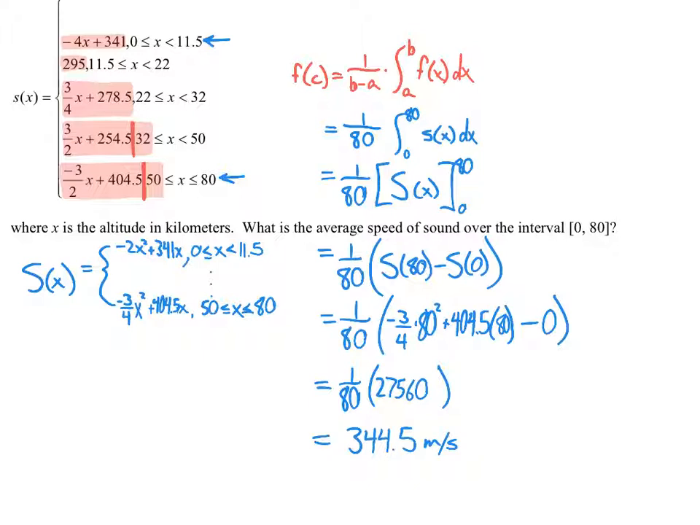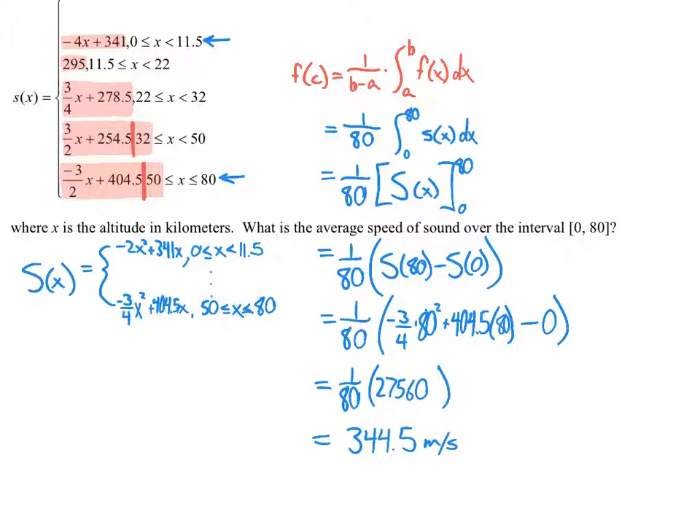So the sound travels slower the thinner the atmosphere is, because it travels in matter. That's why it's faster in water. Huh, 80 kilometers, really high. Yeah, it is really high.